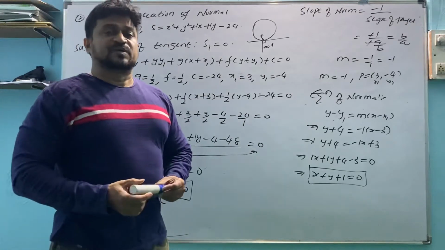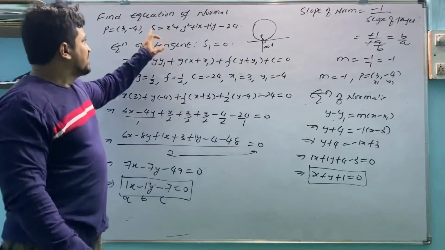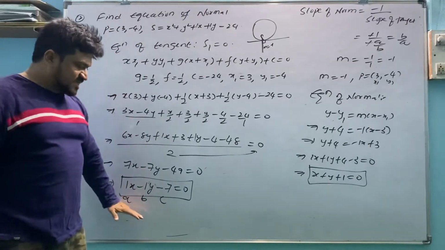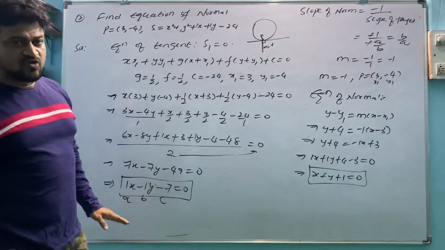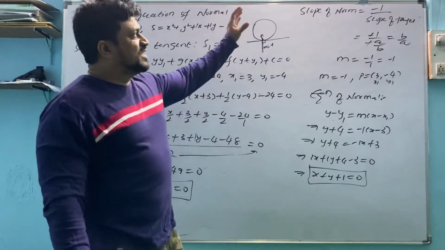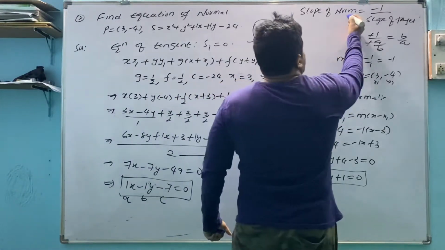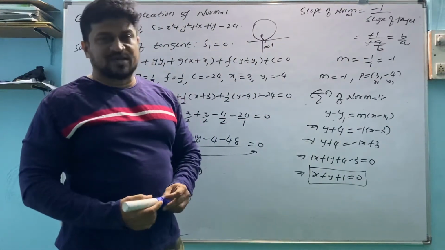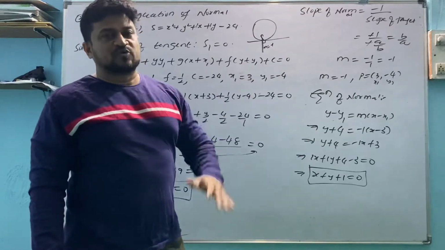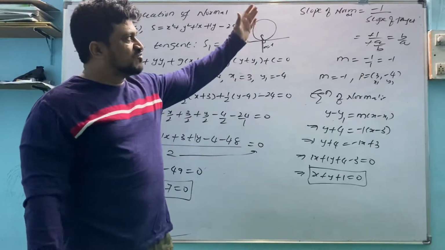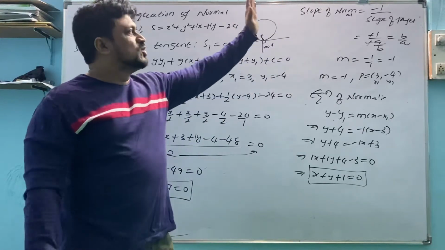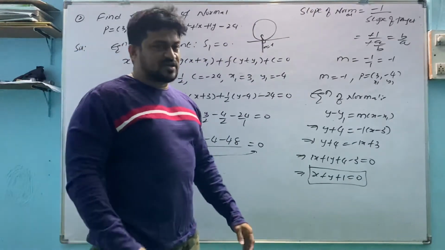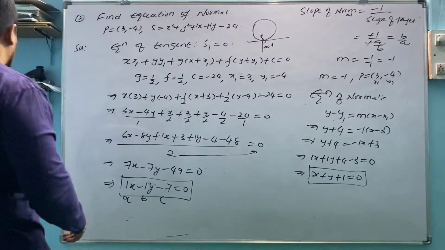Normal is a line which is perpendicular to tangent. That's the reason, for an equation of normal question, we are finding the equation of tangent. This is the equation of tangent. Once you got the equation of tangent, then you have to find the equation of normal. Because they are perpendicular, the product of slopes of two perpendicular lines is minus 1. So slope of normal into slope of tangent is minus 1. Slope of normal equals minus 1 by slope of tangent. In that way we got the equation of normal.